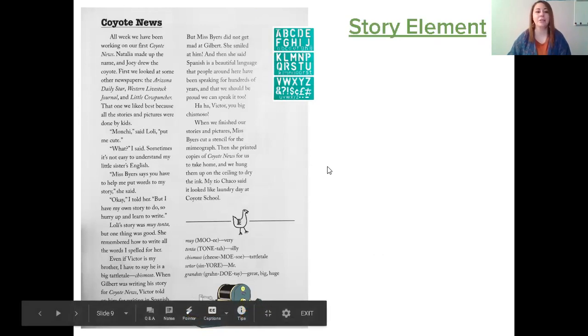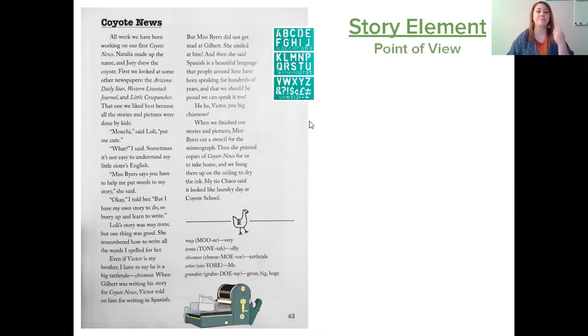So right here, I want us to go ahead and stop, and we're going to think about some of the story elements. Okay, so we have point of view. Point of view is one of these elements of the story that we really wanted to consider. Point of view is who is telling the story. So in this case, we have a first person point of view. Okay, and the person telling the story is Manchi. Okay, so Manchi is the one who is telling us all about what is happening.